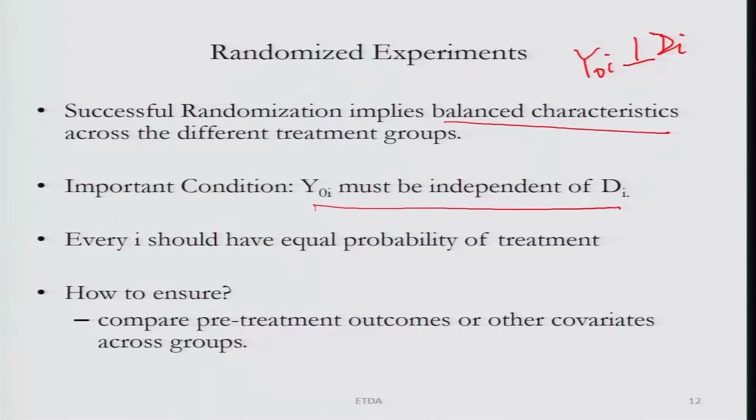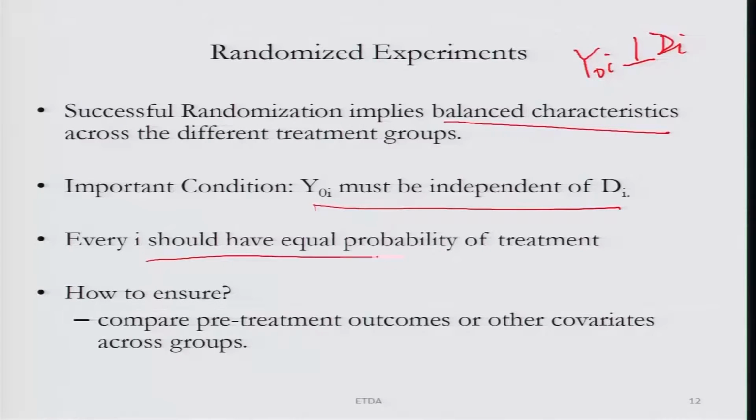So, what you would have is a measure of y, your variable of interest or your final outcome of interest, even before the experiment started. So, the important condition is that y naught i must be independent of d i. Another way, and these are actually just different ways of saying the same thing, is that every i, or every unit of observation in your data, should have the same probability of treatment.